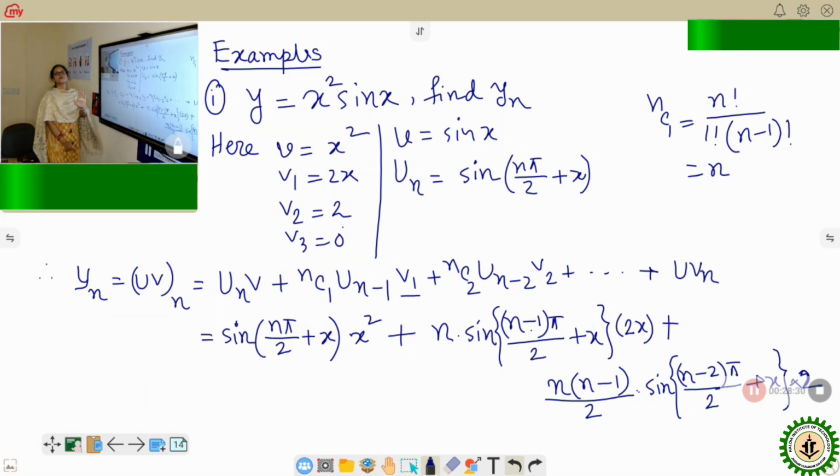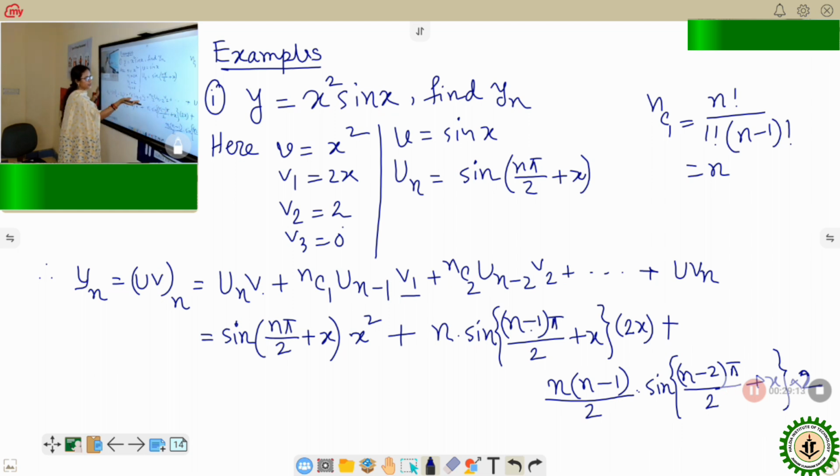Now we have to solve some problems using Leibniz theorem. First example: y equals x square sin x, and we have to calculate yn. For this, first of all we have to decide what will be u and what will be v, that is, u means the first function and v means the second function. Here we have to be very clever to choose the first and second function. Why? Because in our formula, we have seen yn equals uv n equals un v plus nC1 u(n minus 1) v1, then v2, up to vn.